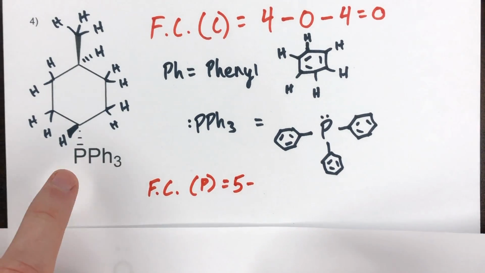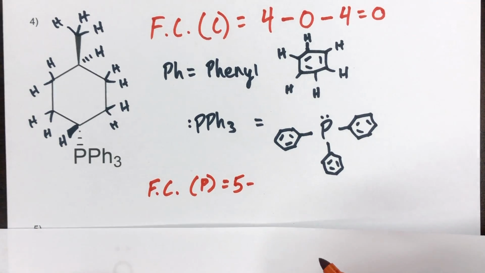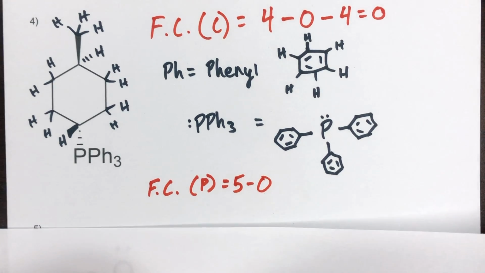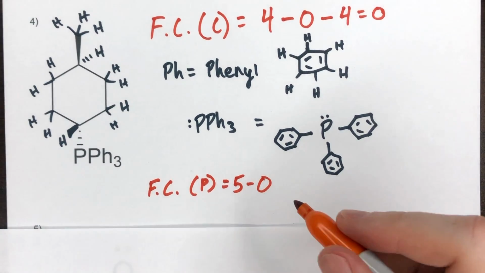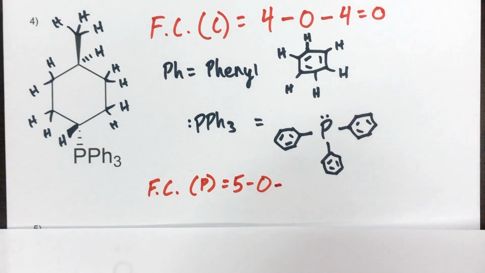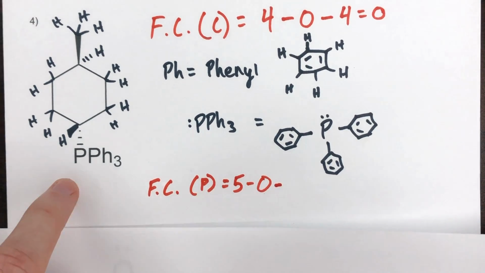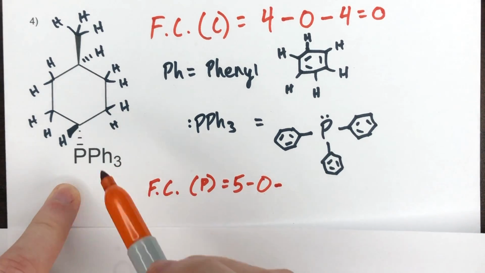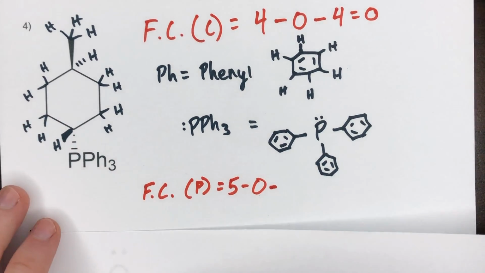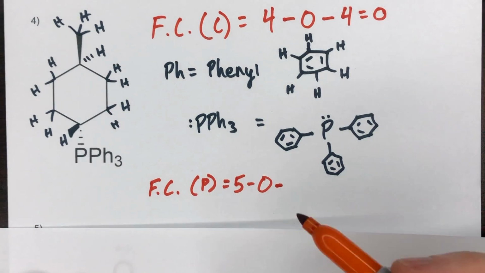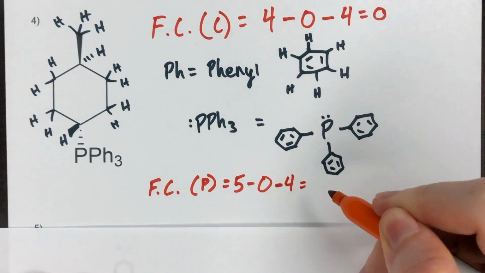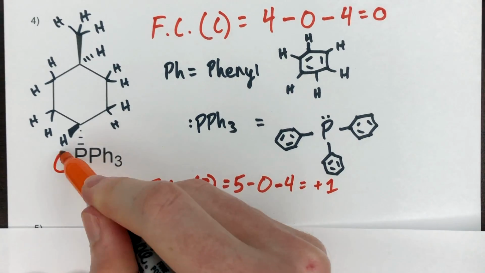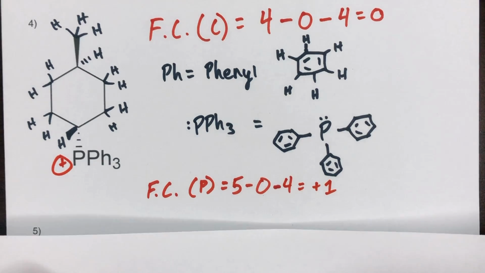Count any lone pairs. In our molecule, the phosphorus has none. If it was in this state above, it would have a lone pair and hence 2 electrons. Now if we look at this phosphorus, it's bound singly to 3 phenyl groups, 1, 2, 3, and then it's bound to the carbon in our cyclic structure. So that gives us 4 here. So 5 minus 4 is positive 1. Hence, the positive charge goes on the phosphorus for our formal charge counting.